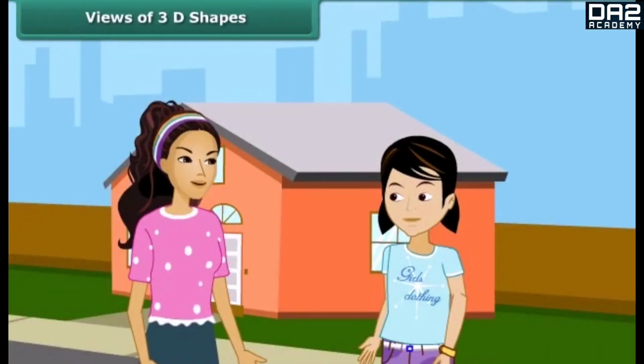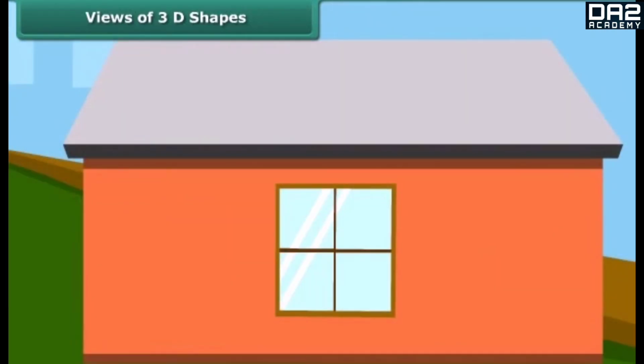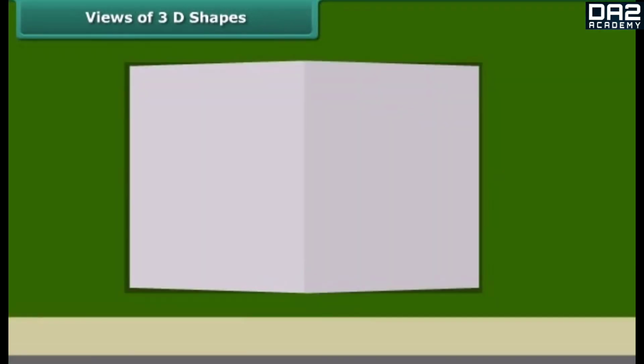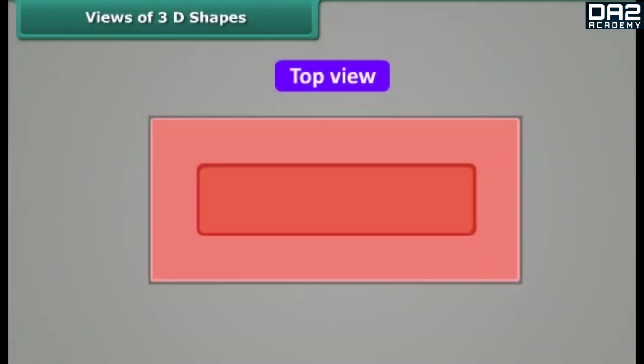Rita, do you know that three-dimensional objects look different from different positions? How? Look at our house. It can have many views. This is the side view of the house. This is the front view and this is the top view. Similarly, this brick can have different views. Top view, side view and front view.